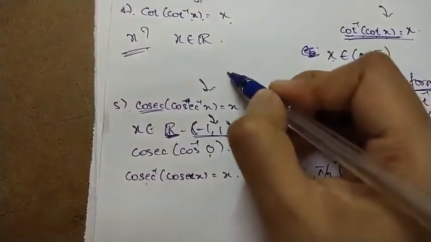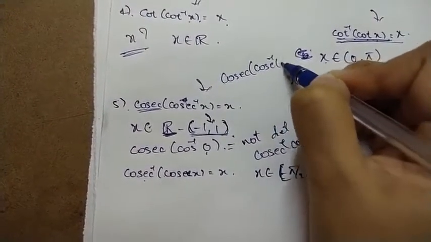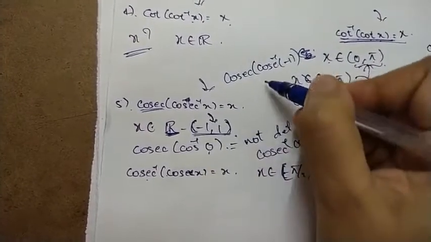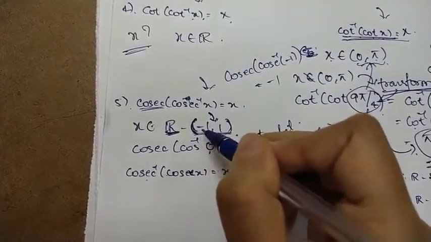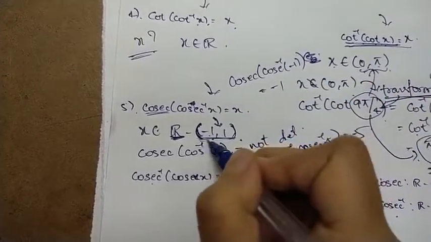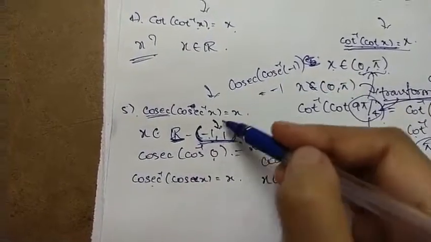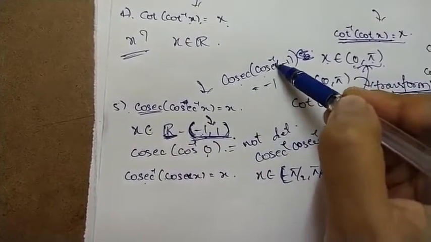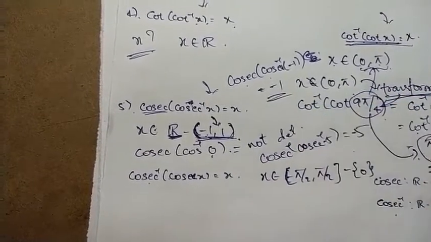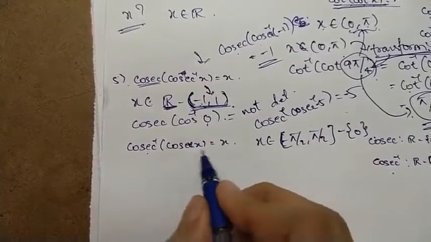Suppose I have cosecant inverse of -1, what is it? It is equal to -1, because here -1 is an open interval, where -1 is not at all included in this interval, but that -1 is included in this set of real numbers. It is excluded from this interval. So cosecant inverse of -1 is equal to -1. Similarly for 1 also.